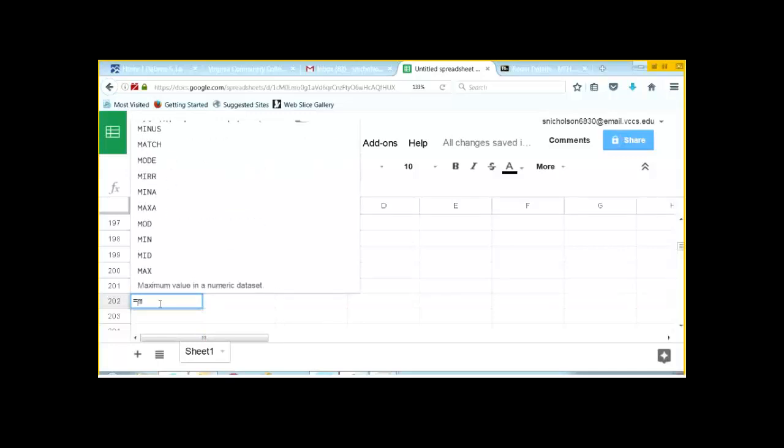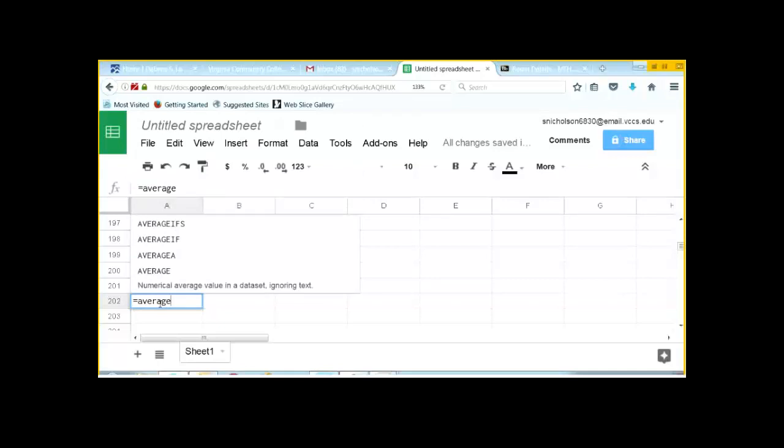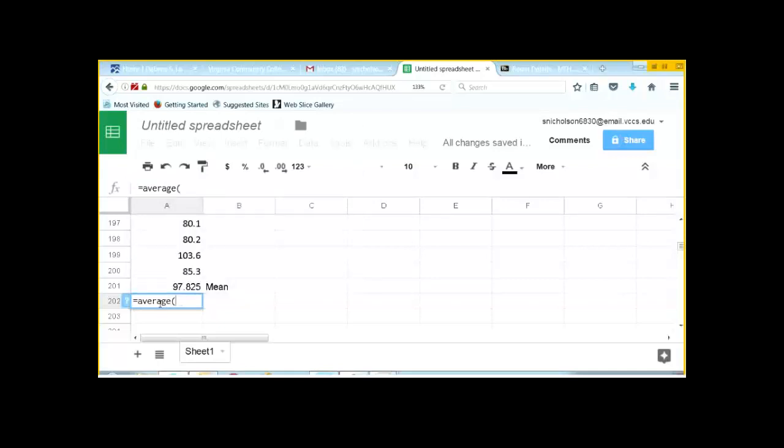I don't see mean in there, so maybe they do use average. How about average? There we go. Okay, so it's actually average, not mean.